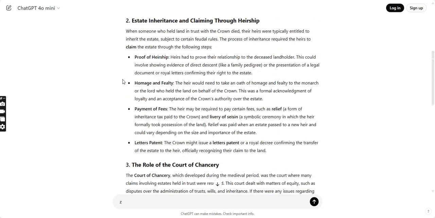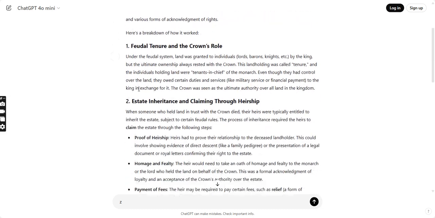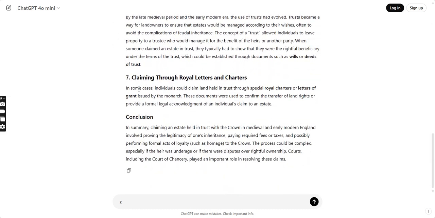Well, there you got it, guys. How did people claim their estates held in trust with the crown back in the day, which seems to be about the same thing happening right now? Everything is held in trust with the crown. But there you go.